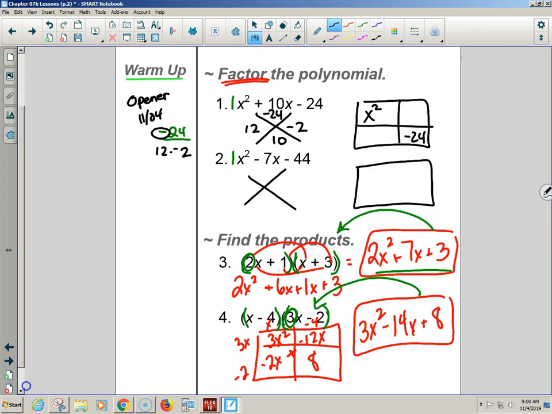Yeah, 12 minus 2, or 2 minus 12. Good. So 12 minus 2 makes a positive 10. So what do we do with those? We come over here and we say, hey, that must have been a 12x and that must have been a negative 2x. And then we ask, what's the GCF?